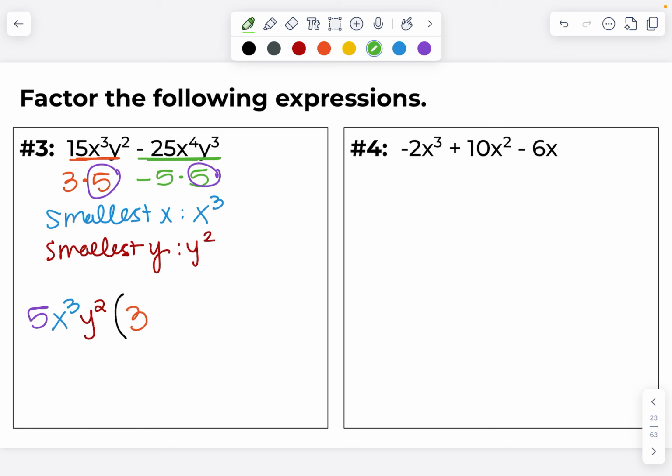What gets left behind in that second term is a negative 5. And I'm going to have 1x and 1y that gets left behind, and that is going to be my final answer for this one. And again, you can always multiply that in to double check. Okay, I want you to try number 4.